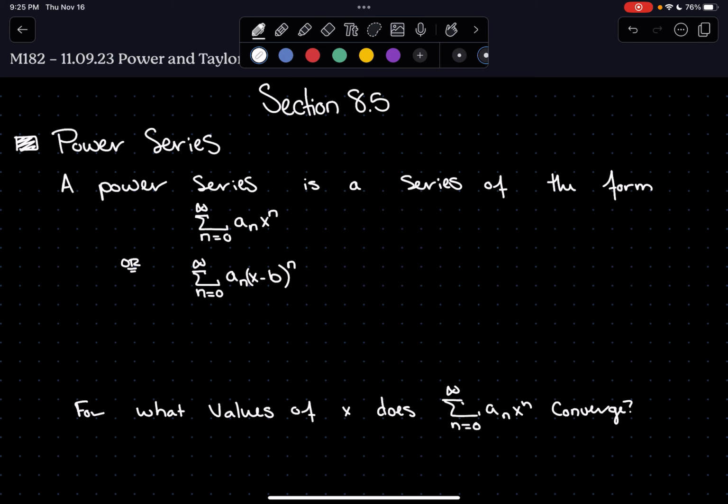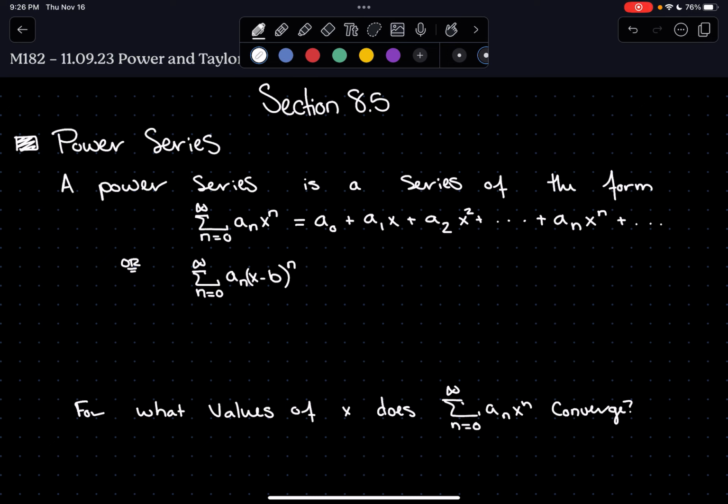8.5 is going to be on power series. So power series are just a special type of series, right? It's a series of this form right here: the sum from n equals 0 to infinity of a sub n times x to the n. If we write out a couple of these terms, it's just a sub 0 plus a sub 1 x plus a sub 2 x squared plus dot dot dot all the way up to plus a sub n x to the n plus dot dot dot. So it goes on to infinity. So it's an infinite series, right?